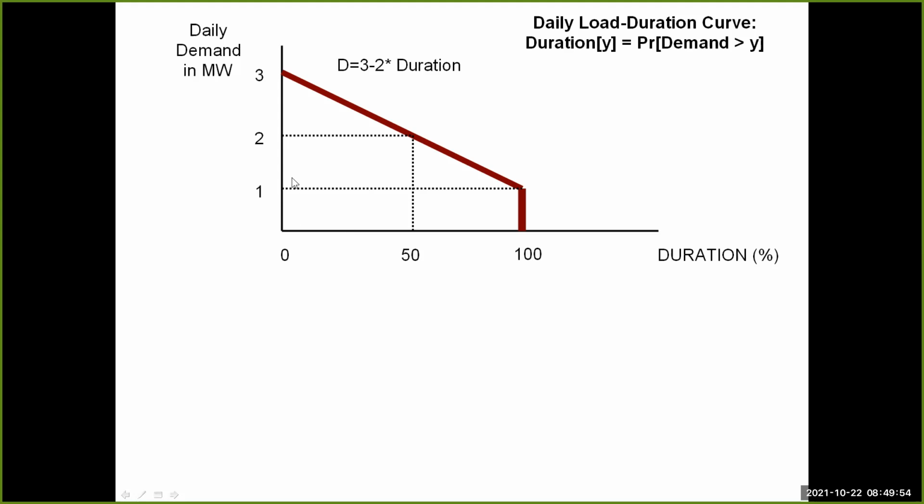Here it's basically a linear line, but it ends here at 1. And then we have a vertical part here, but we can just focus on this part. So what do I say? The formula for this part is d equals 3 minus 2 times the duration. If the duration is 0, we are at 3. If the duration is 50%, 3 minus 2 times 50% is 2. And at 100%, 3 minus 2 is 1. So with this formula, I describe this part of the graph.